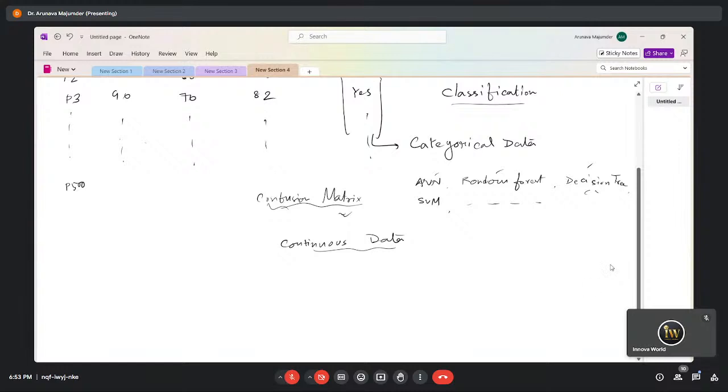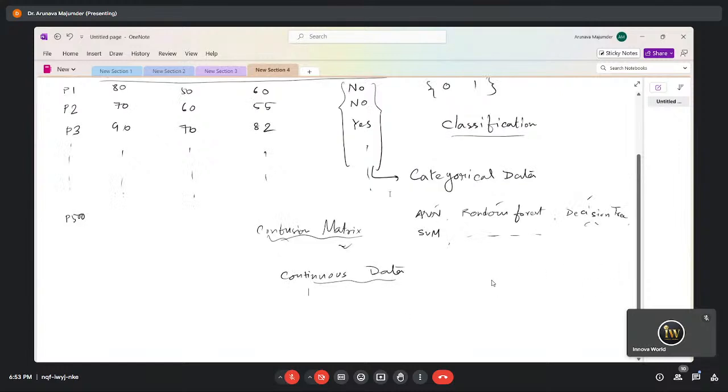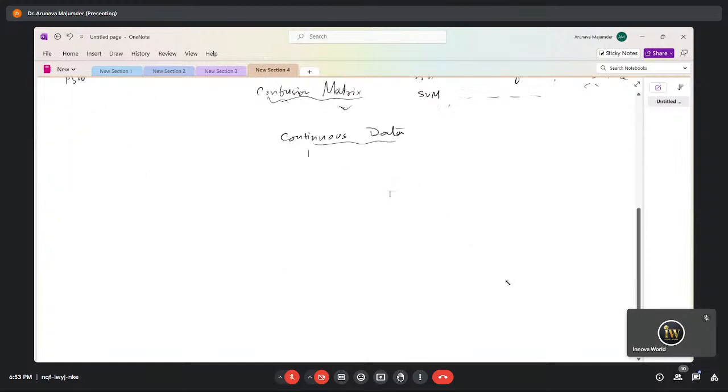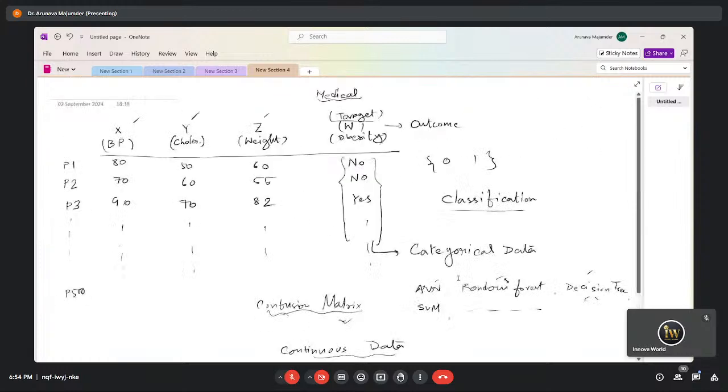So what type of continuous data is there? Let us suppose I give the same example here. The BP, cholesterol, and weight are acting as independent variables, but the dependent or target variable I'm using here is W. Let us suppose it is W1 and W2. With BP, cholesterol, weight, suppose it is the sugar level.